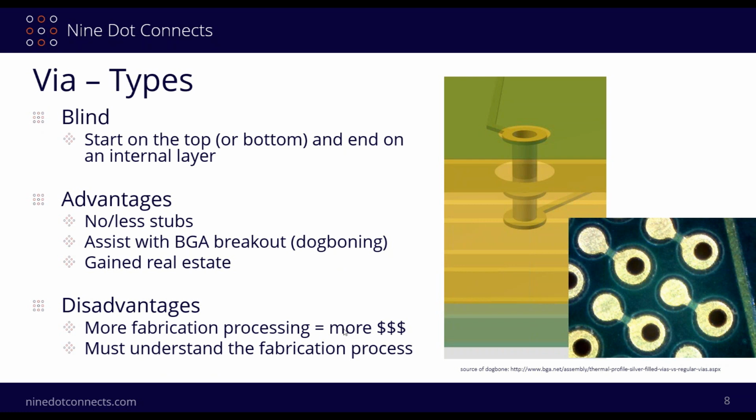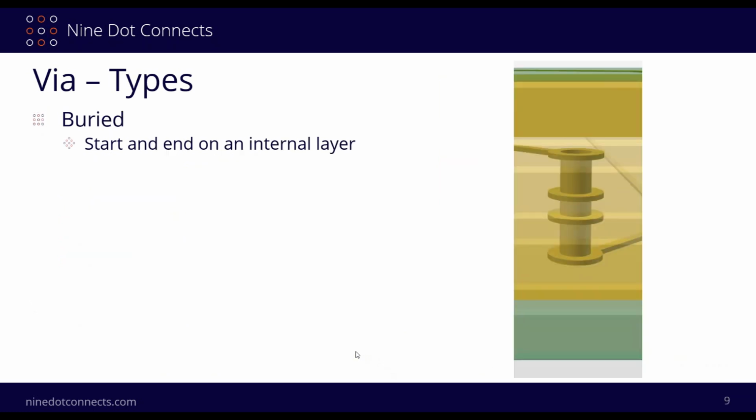Anytime we start adding more things to the fabrication process, it's going to be more money. And more importantly, we've got to understand the fabrication process itself. Because if we, in Altium Designer, or in pretty much any tool out there, start putting blind and buried vias as you see fit in terms of the start layer and the stop layer, you may create something that just can't be fabricated. And that's why it's really important to understand this fabrication process.